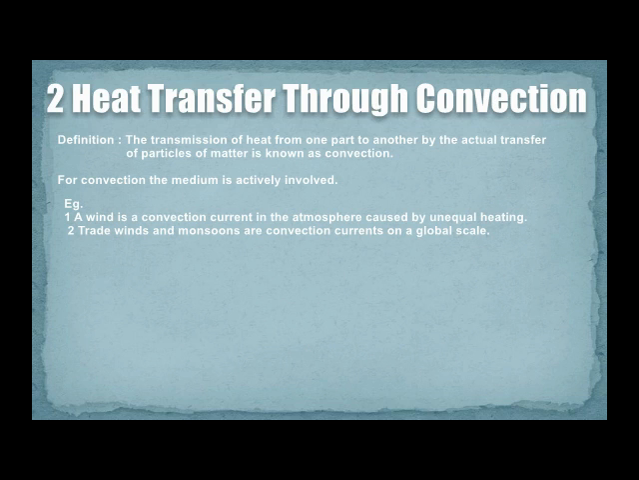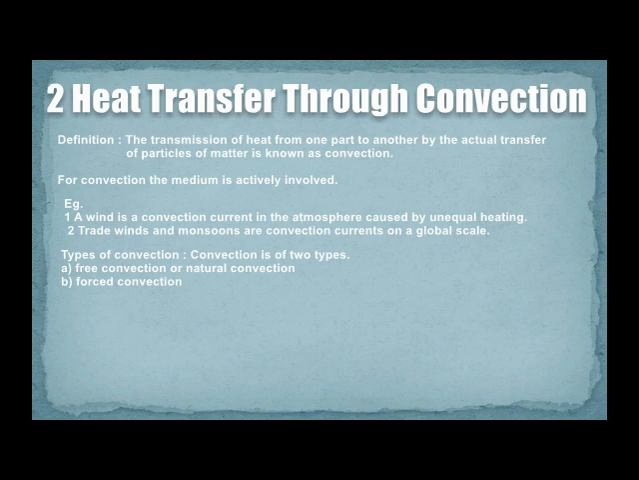So, going with the different types of convection, friends, there are basically two types of convection. First one, free convection or natural convection. This is a process of convection which takes place naturally without any external agency.